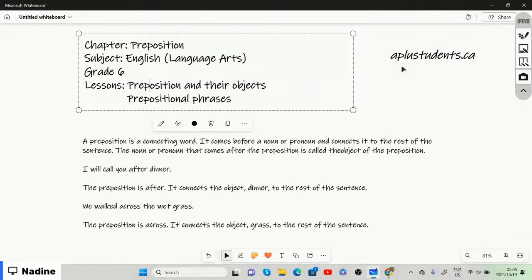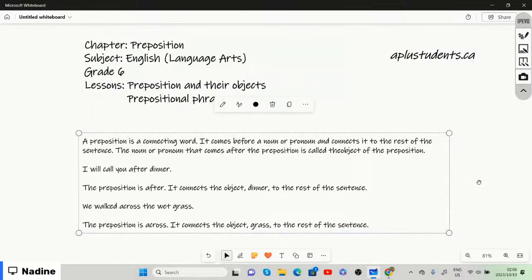And we are doing our tutorial lesson on aplusstudents.ca. So if you do want to go back or recap, go over certain things, go over the chapter and lessons once again, then you can go to aplusstudents.ca. The chapter, subject, grade, as well as the lessons are on the board as we're speaking. And we are also going to be doing our current lesson on aplusstudents.ca: language arts, grade 6, and the chapter is preposition.